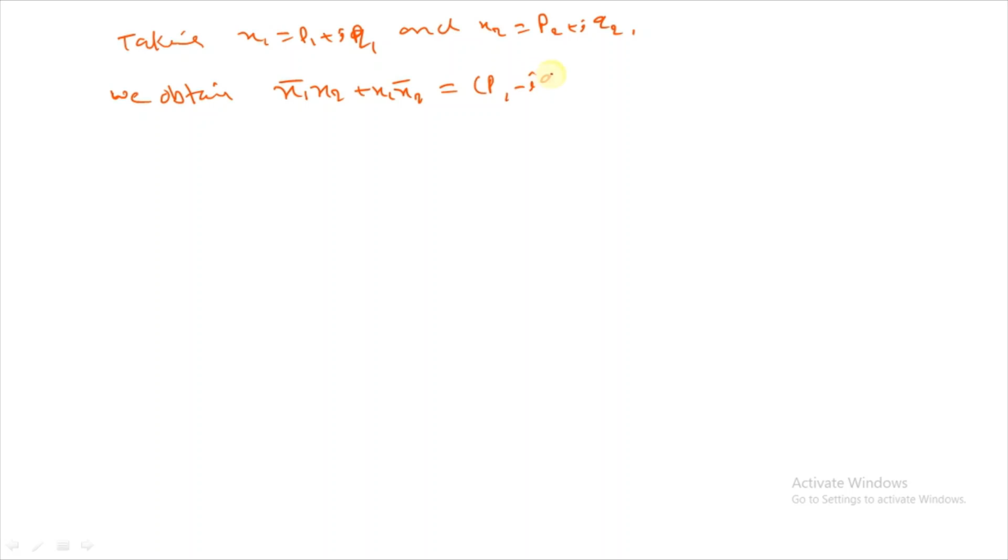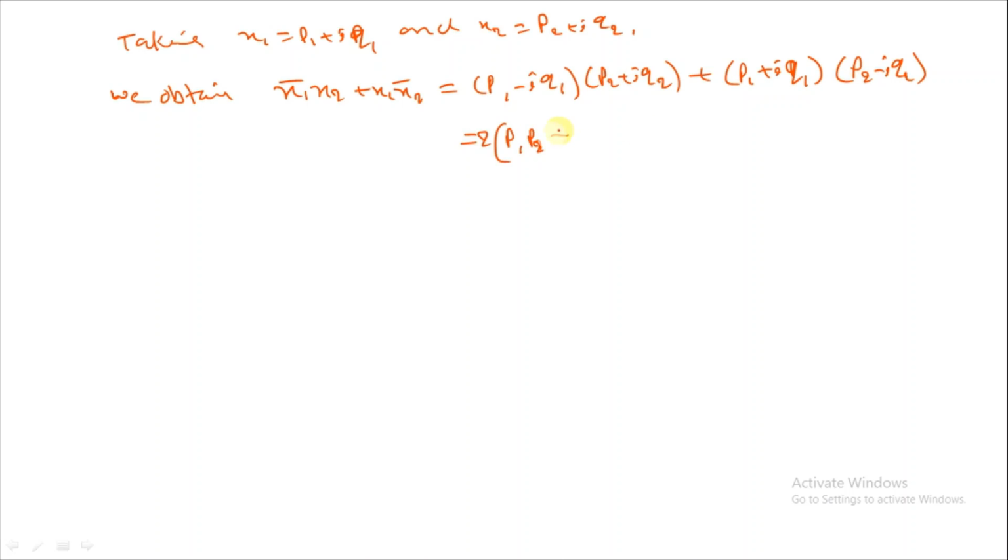p2 plus i q2, plus p1 plus i q1, p2 conjugate, p2 minus i q2. Simplify this one. So p1 p2, again here p1 p2. That means we get 2 into p1 p2, minus i q1 p2, here plus i q1 p2. This is cancelled. We will get this one: p1 p2 plus q1 q2. This one will get.